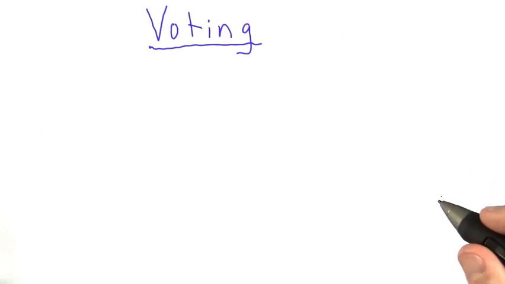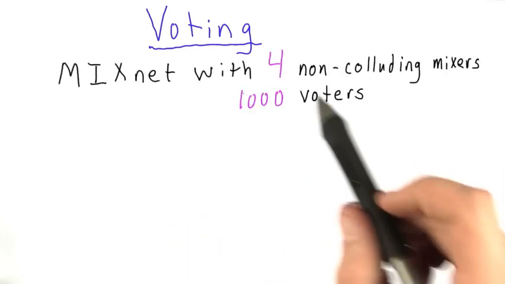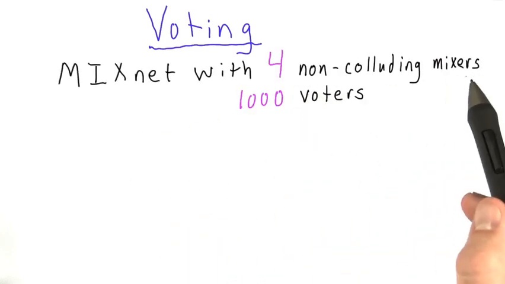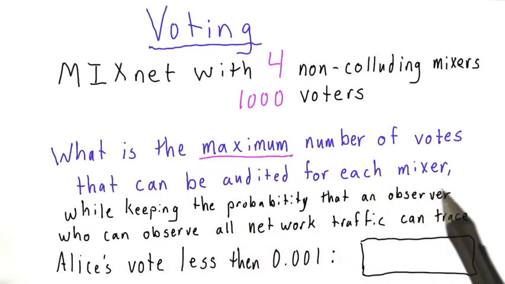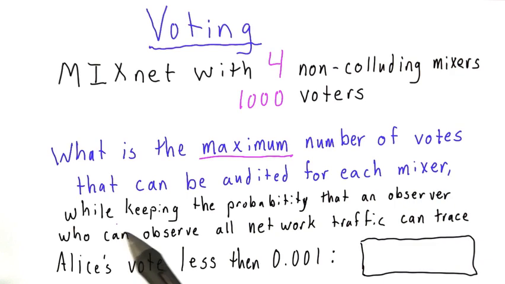This question is about voting in mixed nets. Consider a mixed net with 4 non-colluding mixers and 1,000 voters. The question is, what is the maximum number of votes that can be audited for each mixer while keeping the probability that an observer who can observe all network traffic can trace Alice's vote less than 0.001?